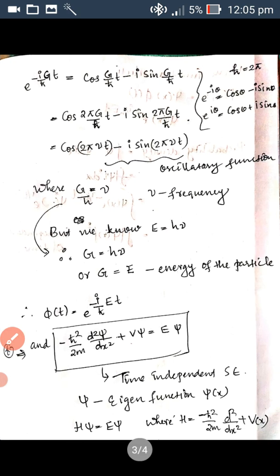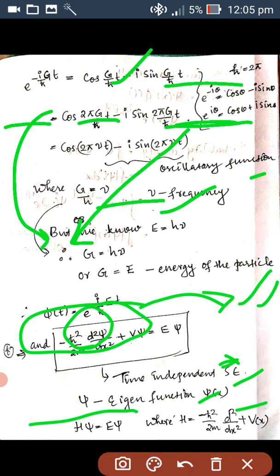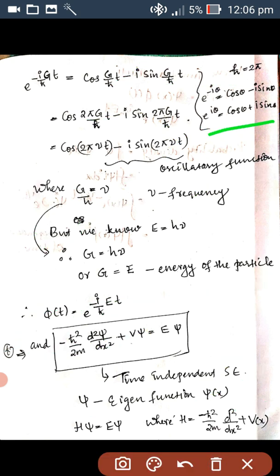And e to the power minus i by h cross g into t can be written as, see, e to the power i theta is cos theta plus i sin theta, or e to the power minus i theta is cos theta minus i sin theta. So this is the same form. E to the power minus i by h cross gt, where gt by h cross is theta. So we can write it as cos g by h cross t minus i sin g by h cross t.